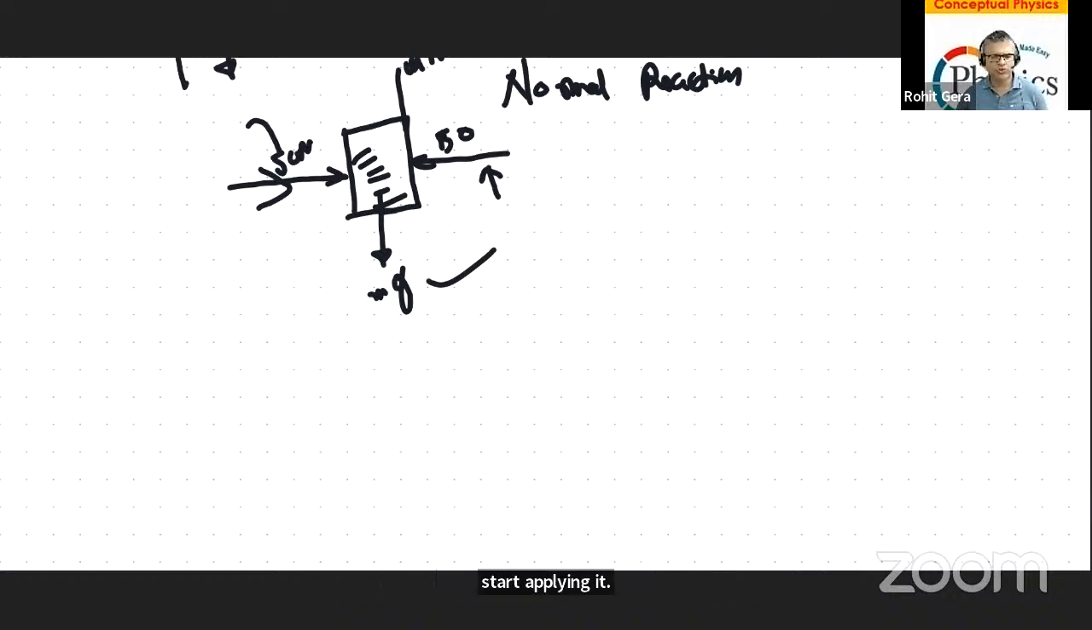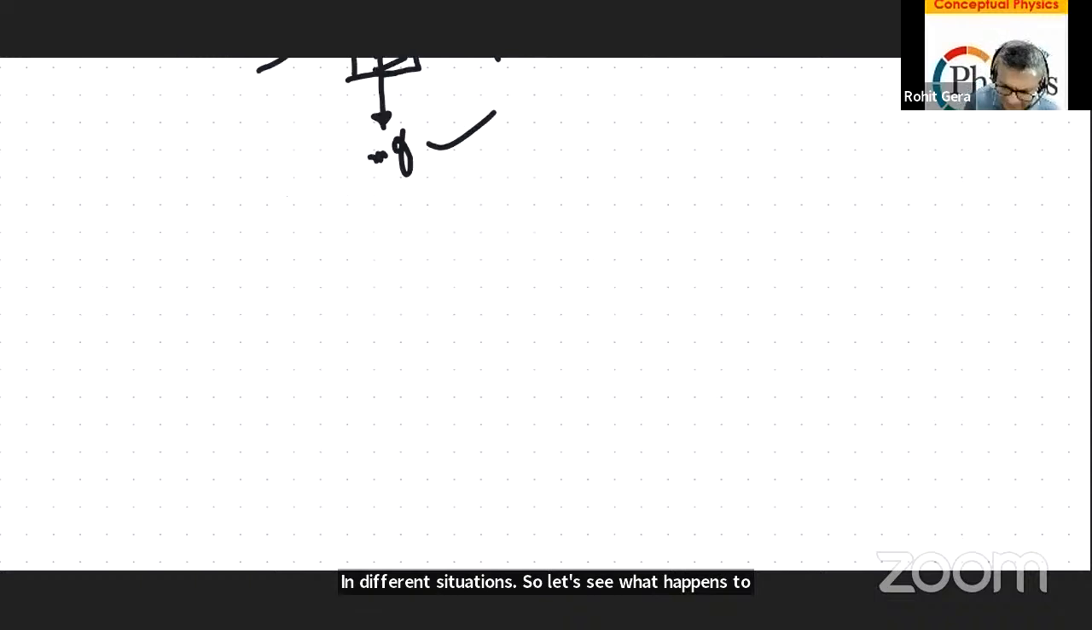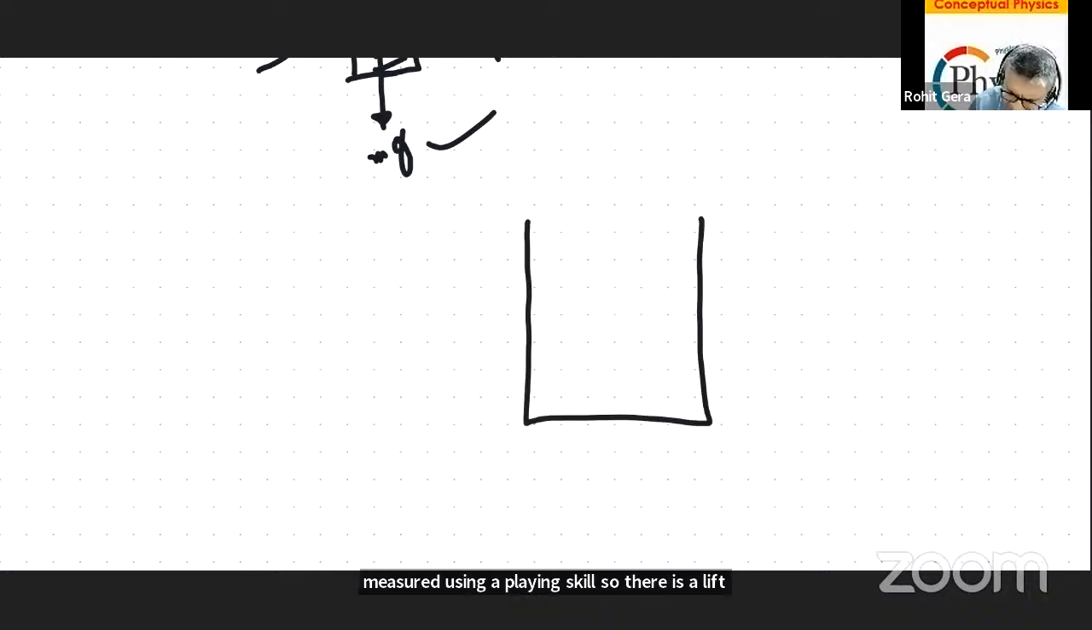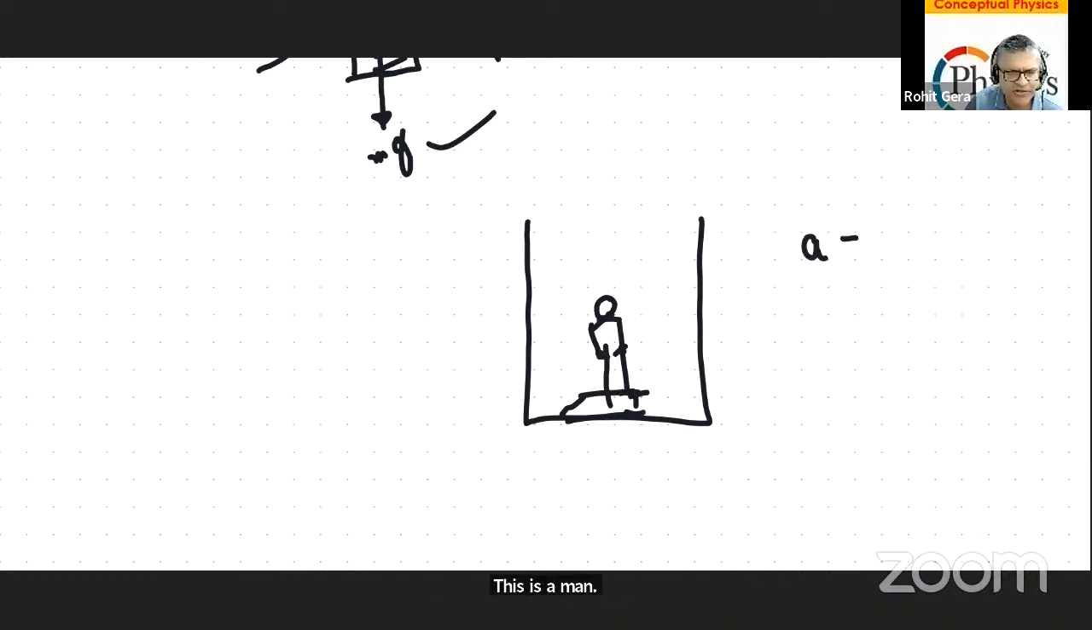So let's see what happens to a block of mass kept in, or a man's weight being measured using a weighing scale. So there is a lift. This is the weighing scale. The man is standing on the weighing scale. Not a great diagram, but whatever it is. So this is a man. Scale. Now the lift is stationary. It is not accelerating. So acceleration is 0. It can be moving with constant velocity.